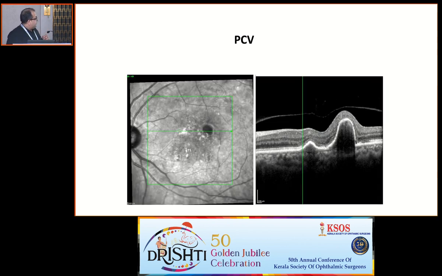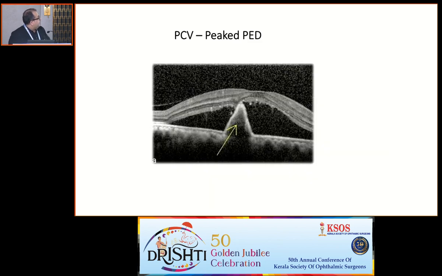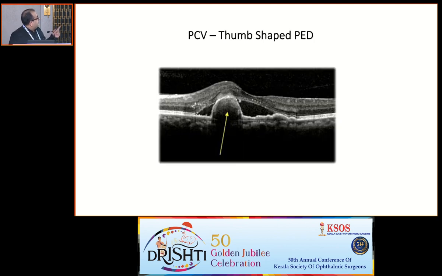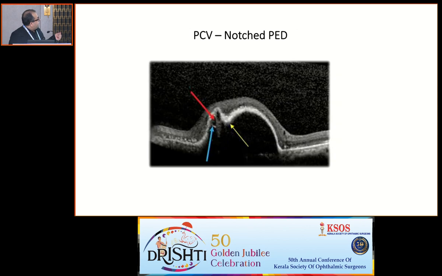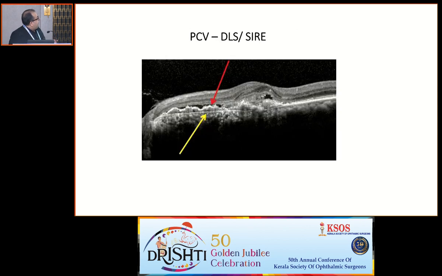PCV. Now PCV, as we all know, the diagnostic modality of test happens to be ICG angiogram, but is it possible to diagnose PCV on an OCT? So it has been shown in literature that peaked PED, a thumb-shaped PED, a notched PED, and the presence of a DLS, also known as the double layer sign, and SIRE, as was labeled by Bailey Freund, it's called a shallow irregular RPE elevation. These are features which would direct you towards the presence of an underlying PCV.